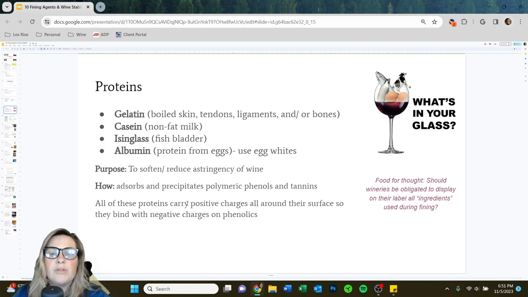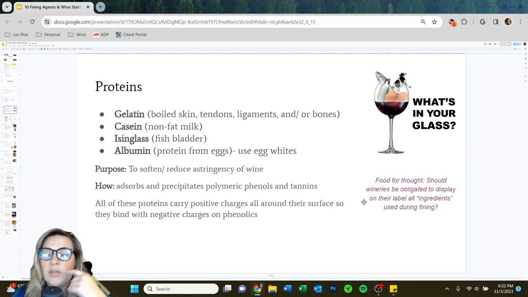So all of these proteins carry positive charges all around their surface. So they bind with negative charges on phenolics. Then they precipitate out of the wine. They become solid chunks. So that way when it goes through a filter, they get caught and it's not in the final product that you're drinking.